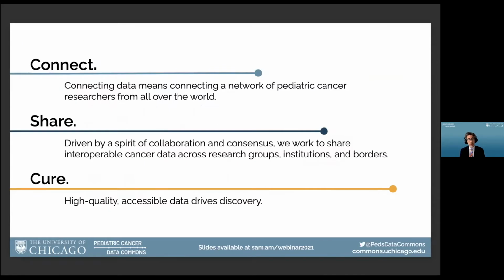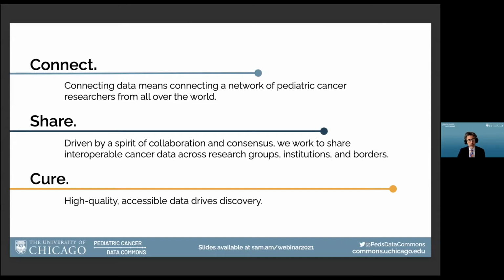We want to connect researchers together and connect people from all over the world. And we want to provide a way to lower the bar to research, to share data. We want to collaborate and to derive consensus for all the work that we do. And we want to make sure that everything we do is interoperable and shareable. And the end result, of course, is to provide better cures and treatments for kids with cancer. And we think that having high quality, easily accessible research data is really what's going to drive discovery. And at the end, I'll give you some of my thoughts about why I think the future of pediatric cancer care is really founded in these roots.